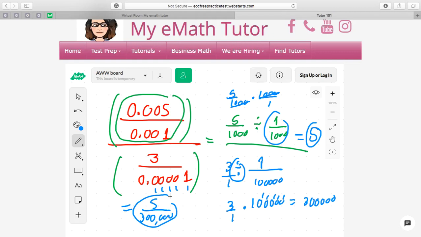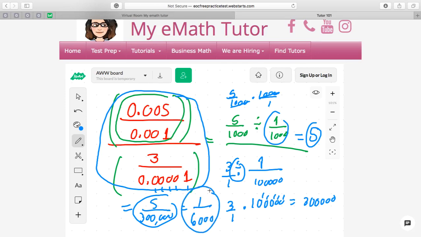Yes, you can simplify this, but what I wanted to show you is that even though we got a really nasty fraction here, it was very easy to make it into fractions and then simplify. So if we divide 300,000, if we simplify it, this is going to be equal to 5 divided by 5 is 1, and then over 60,000, and that's your answer.